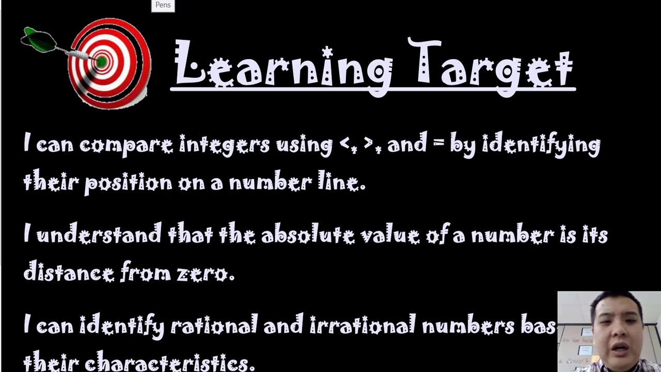Today's learning goals are: I can compare integers using less than, greater than, or equal to by identifying their positions on a number line. I understand that the absolute value of a number is its distance from zero, and I can identify rational and irrational numbers based on their characteristics. A lot of things we will be learning today, so let's go ahead and get started.